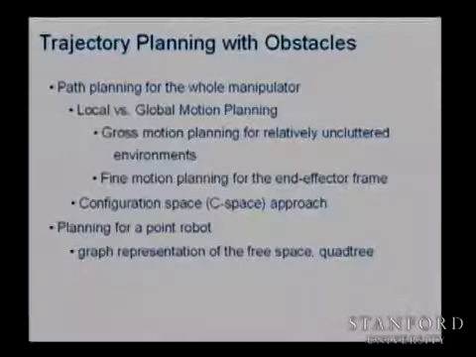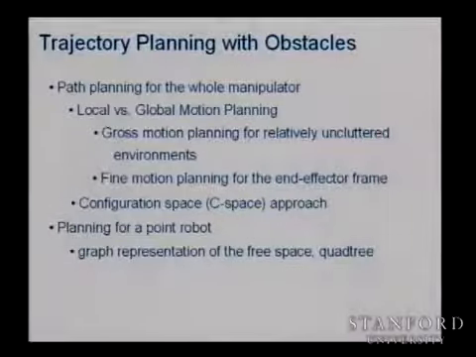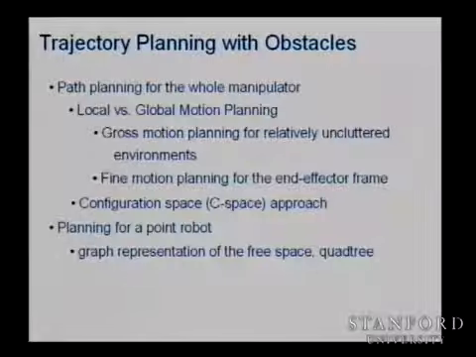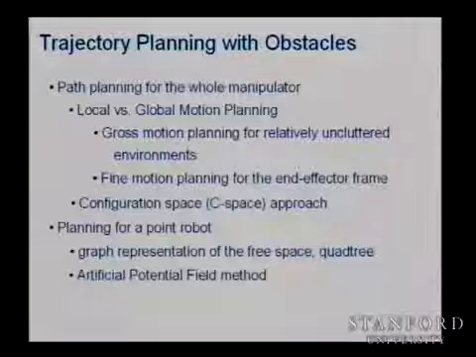Let's go back. Okay, so we have C-space, planning for a point robot. You can put a graph representation of the free space, build a quad tree, and know which part of the free space you are in, and then plan a path.